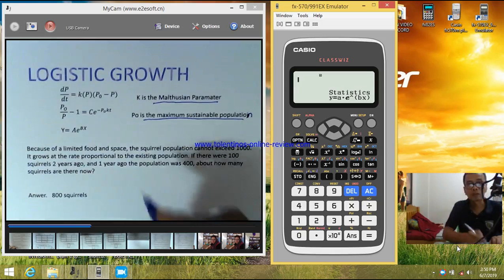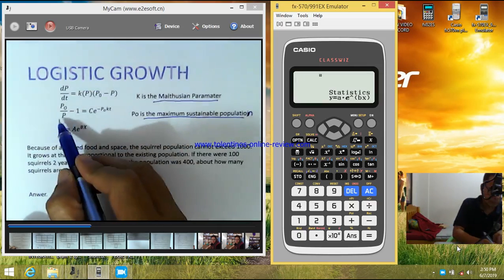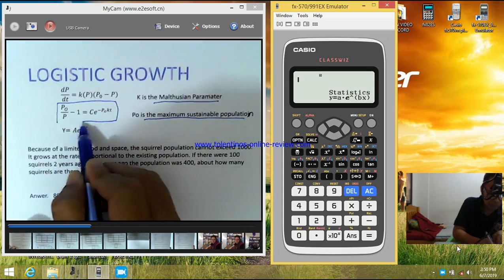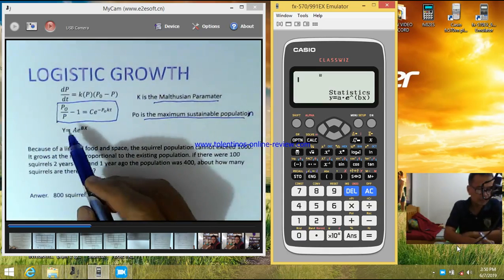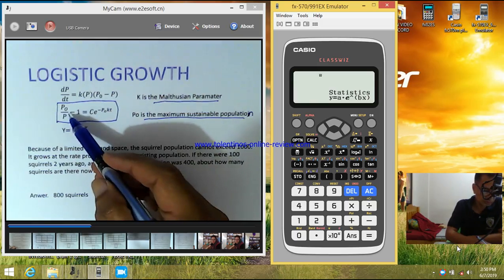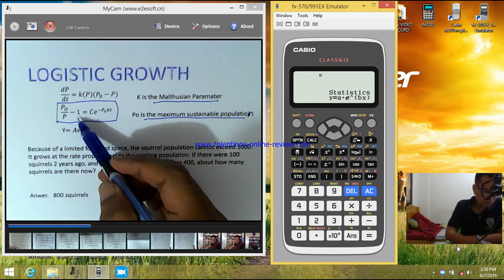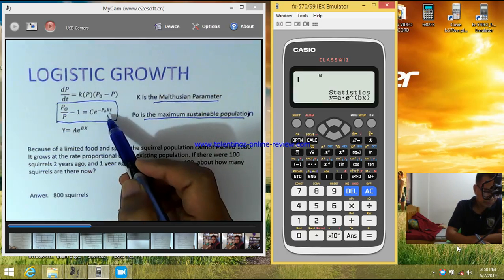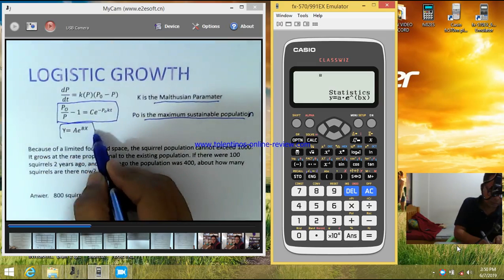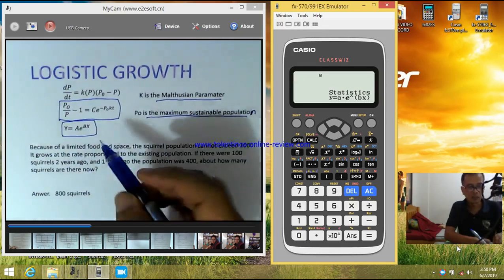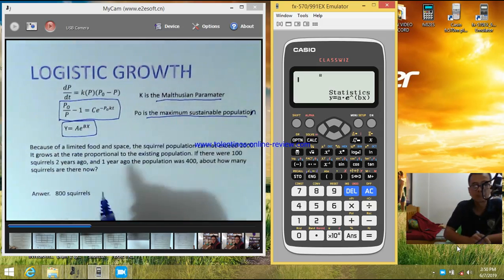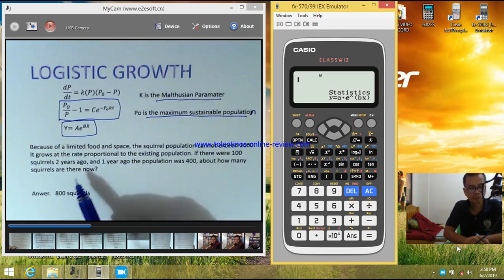Now, of course, the solution of this differential equation can be solved, and this is the solution: P sub O over P minus 1 is C e to the minus P sub O k t. This can be modeled using the exponential model y equals a e to the bx. Now let's solve the problem.